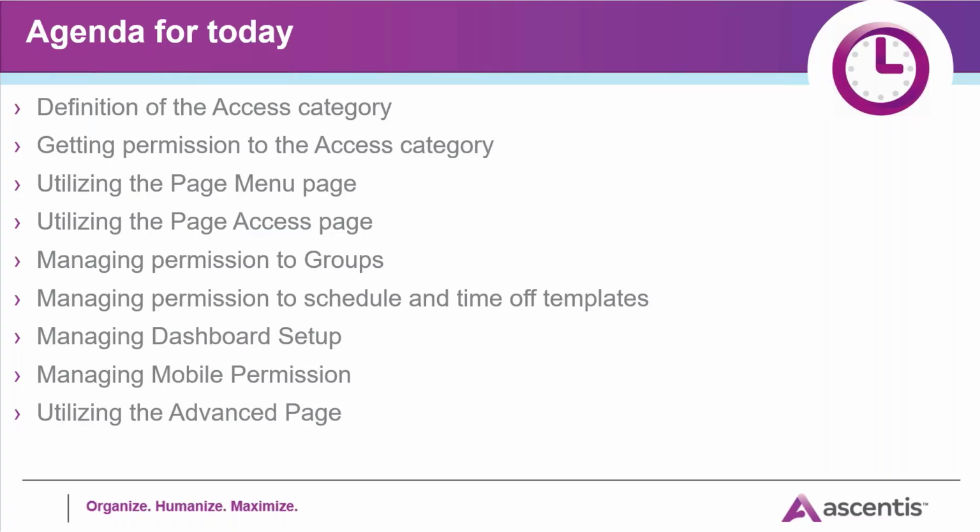Our agenda for today, we have quite a few items we're going through. We're going to go through what the access category is. We're going to look into getting permissions into the access category, and then how to use the page menu and the page access page, and then managing permissions to groups and to schedule and time off templates, how to manage the dashboard setup for each of your access groups, managing mobile permissions, and then utilizing the advanced page.